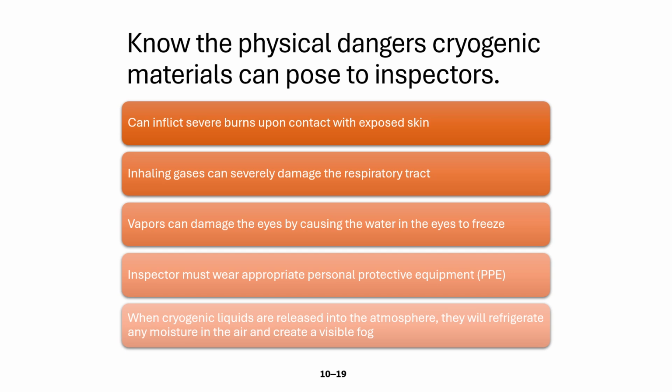Inhaling cryogenic gases can severely damage your respiratory tract. The vapors can damage your eyes by causing the water in the eyes to freeze. In situations where exposure to cryogenic liquids is possible, you need to use the proper PPE. When cryogenic liquids are released into the atmosphere, they will refrigerate any moisture in the air and create a visible fog, and that fog extends over the entire area that contains the cryogenic vapor.